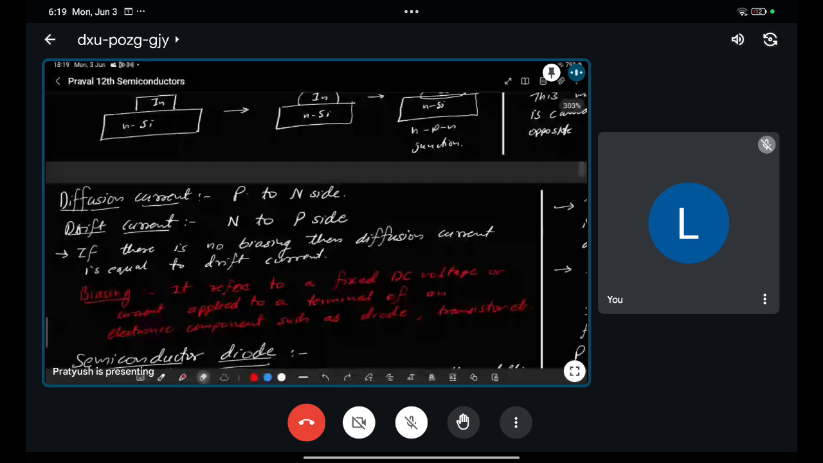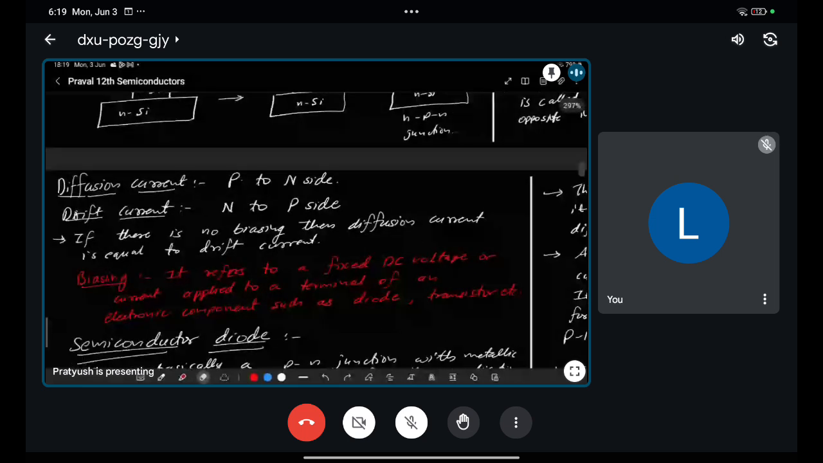So we have two things. Diffusion current from P to N side and drift current from N side to P side. Right? And if there is no biasing, it means we are not applying any battery. Because of the battery, bias occurs. So when the battery is not there, then the diffusion current is equal to the drift current.